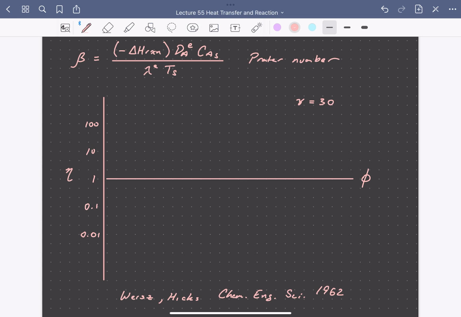Let's first consider the case of a Prater number equal to 0. So this is the isothermal case that we've considered previously. So the effectiveness factor will look something like this, where at very low Thiele modulus, we have an effectiveness factor equal to 1, and the effectiveness factor drops as the Thiele modulus becomes larger. Similarly, if we have a beta value less than 0, if we have an endothermic reaction, we'll never have an effectiveness factor greater than 1. So the observed reaction rate will always be equal to or lower than that we would observe without any gradients, because the temperature is going to be lower than that in the bulk.